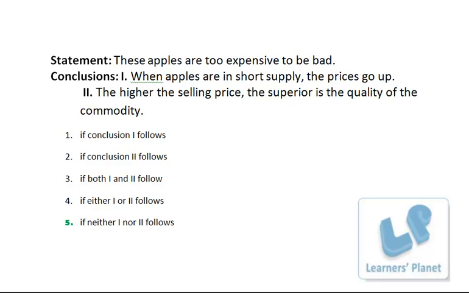Second, the higher the selling price, the superior is the quality of the commodity. It is actually a general acceptability. You assume that if the thing is too expensive, it will be really better in quality. It should not be bad because it is expensive, right? So the second conclusion is valid, can be drawn from the statement. So I think conclusion 2 follows.